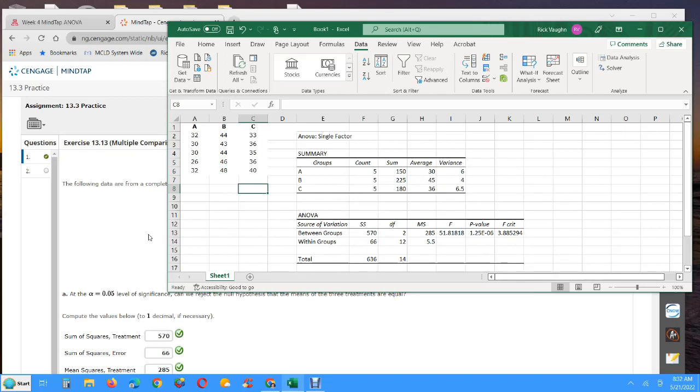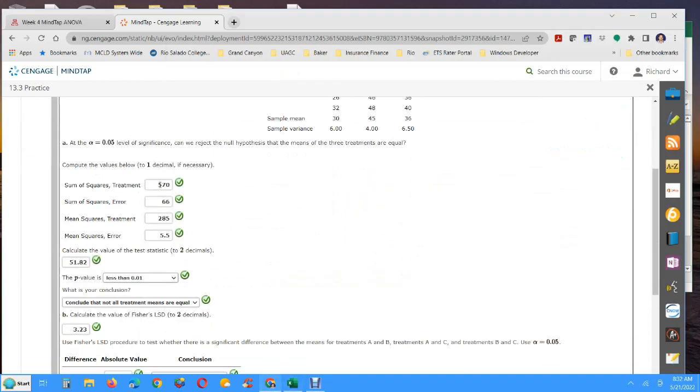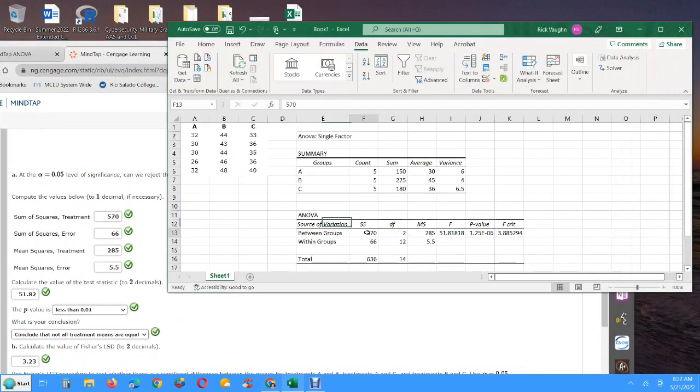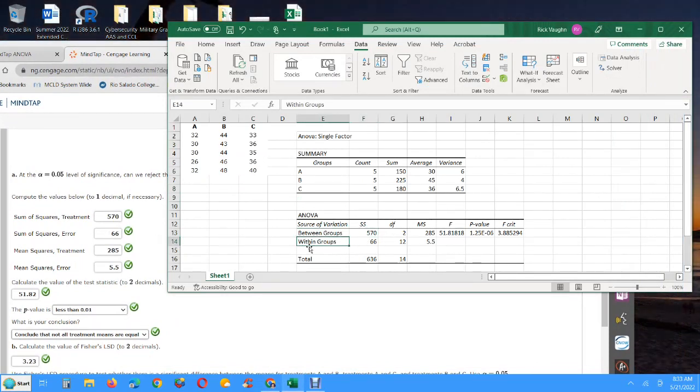And so the first part of this response down here, the 570, the 66, the 285, and the 5.5, came immediately from looking at the sum of squares between, that's for the treatment, and the sum of squares within, that's for the error. So between treatment, error, sum of squares, and then mean squares between and error. And that's the numbers that go into these four boxes over here. Next, the test statistic, that's the F value. So I took the F value, rounded it to 2 decimal places, 51.82, and that's what goes here.